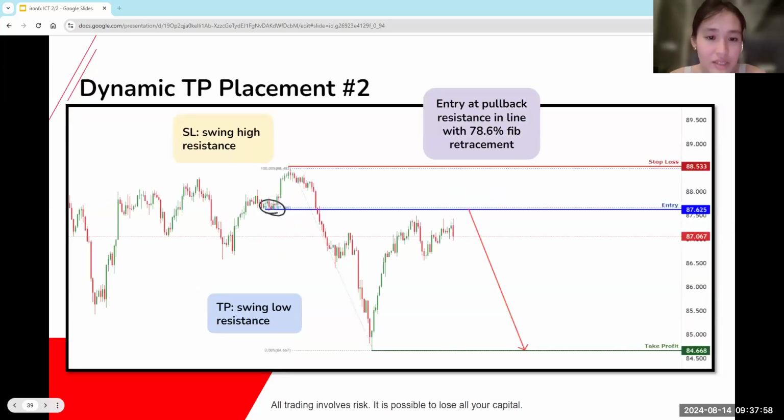Okay, another example. So here we're expecting price to bounce off of our entry at 87.625 and the pullback resistance that's in line with the 78.6% Fibonacci retracement. So in line with our ICT strategy, where we should enter our trade at either 61 or 78.6. Here our entry is 78.6. Stop loss is placed at the swing high resistance and take profit is placed at our swing low support.